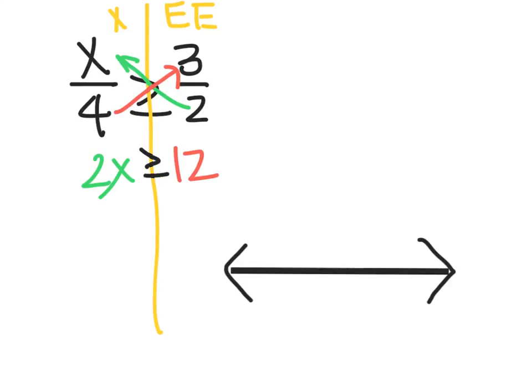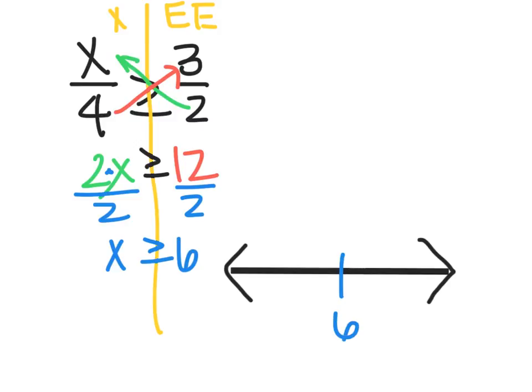So now to get x completely alone, I need to get rid of the 2 that's multiplied by x. So I'm going to divide both sides by 2. And I end up with x is greater than or equal to 6. So on my number line, I'm going to have 6. And then I'm going to put 5 on one side and 7 on the other. Because my symbol was equal to, that tells me it's going to be solid. And because it was a greater than, that means I'm going to shade to the right.